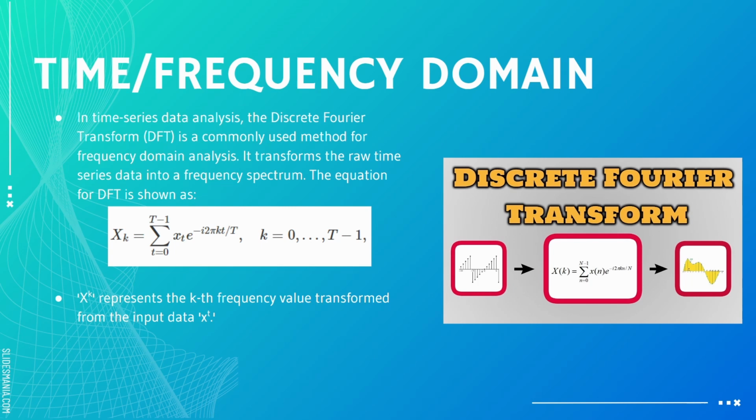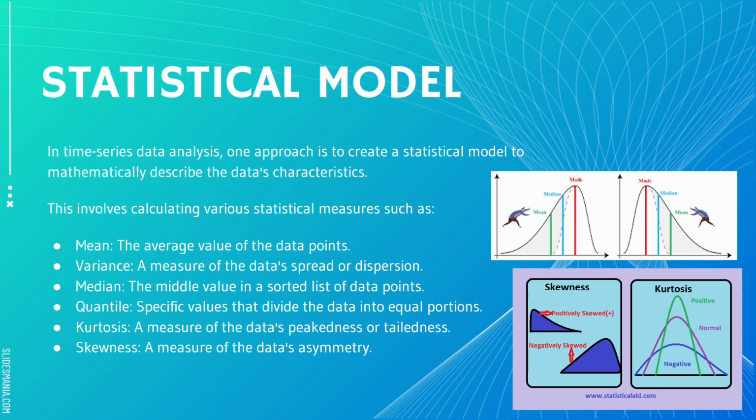In time series data analysis, the discrete Fourier transform is a commonly used method for frequency domain analysis. It converts raw time series data into a frequency spectrum. This equation shows how a frequency value is transformed from an input data x_t, which belongs to the time domain, and x_k belongs to the frequency domain. Now we'll discuss statistical models. Like in general time series analysis, one approach is to create a statistical model to mathematically describe the data's characteristics.